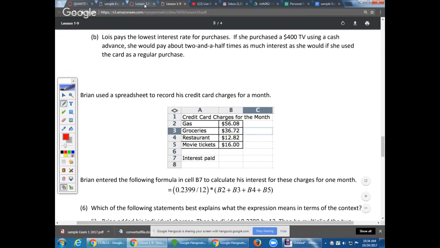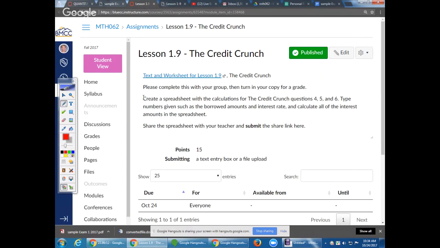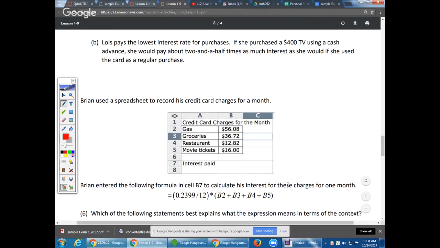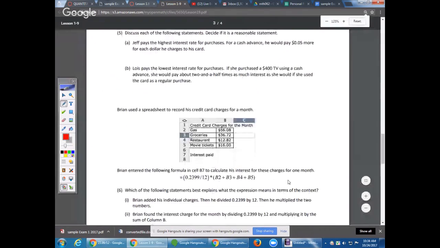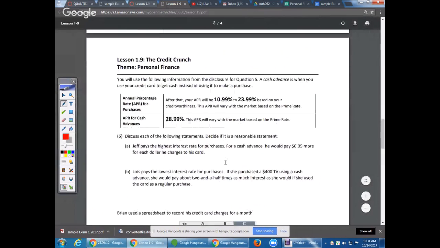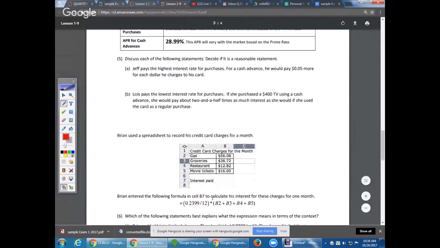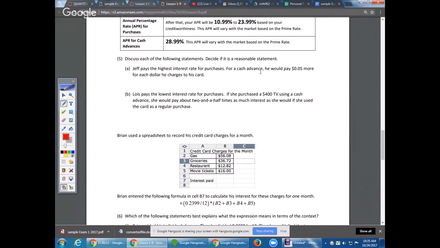And I'm mostly certain that I asked everybody to create a spreadsheet with the calculations for 4, 5, and 6. And so looking back here, zoom out so I can see the numbers. So 4, 5, and 6 are where we're setting up this spreadsheet right here. So I'm going to build that right now to the best of my ability. So I'm just going to add it to the sheet I've already started.